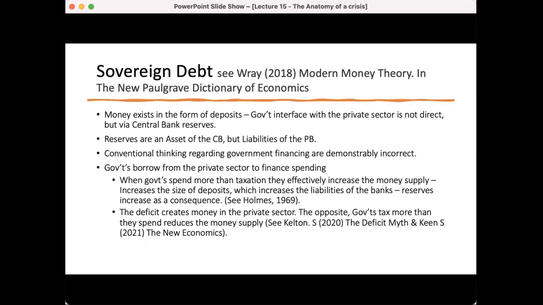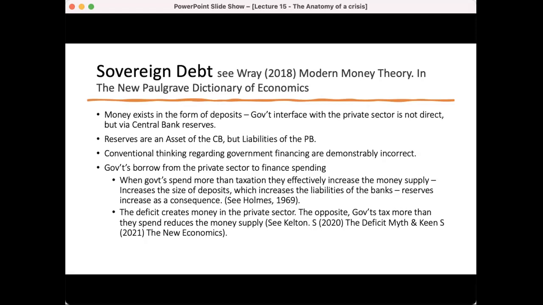So governments spend more than they tax. They're effectively increasing the money supply because it increases the size of deposits by exactly the same amount as the deficit, which increases the liabilities of the banks. In other words, their reserves.